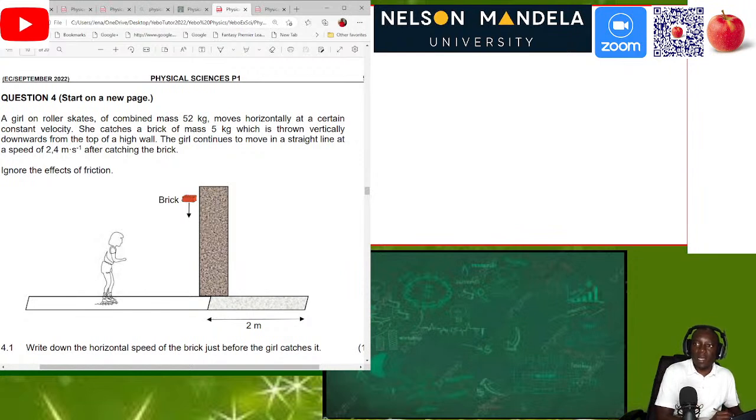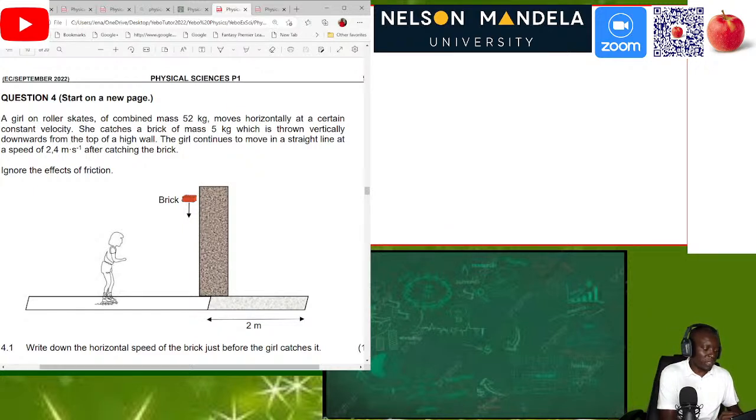What we have so far is the combined mass of the girl and the roller skates. The mass, we'll call it M, and should we put a G for girl or C for combined mass? Because you usually use mg for mass times gravity. So say M with subscript C for the combined mass of girl and roller skates, and this mass is 52 kg, okay, SI units, and she moves horizontally at a certain constant velocity.